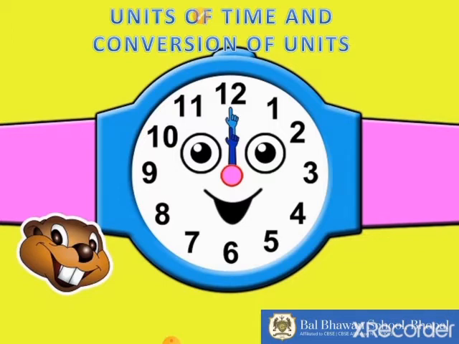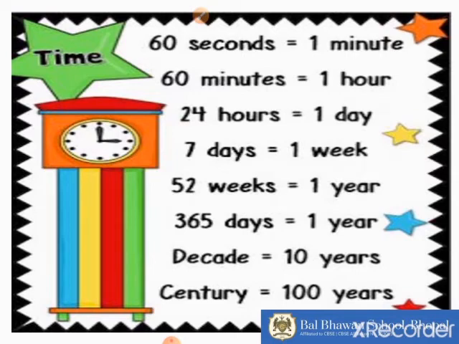Let us see an example. Here you can see that 1 minute is equal to 60 seconds. 1 hour is equal to 60 minutes. 1 day is equal to 24 hours. 1 week is equal to 7 days. 1 year is equal to 52 weeks. Or 1 year can also be written as 365 days if you have to convert year into days. A decade means 10 years and a century means 100 years. All these units of time can be interchanged with each other.